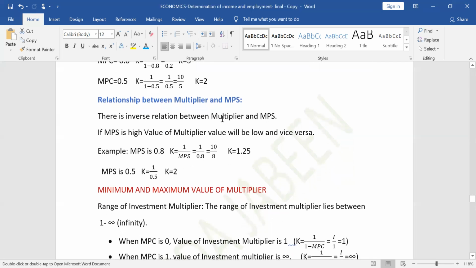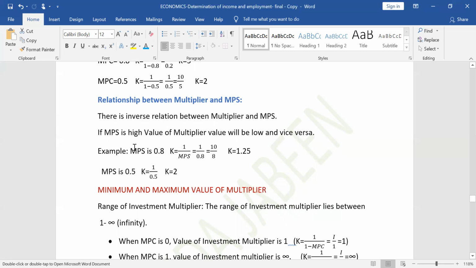Now let us move to another topic, the relationship between investment multiplier and MPS, marginal propensity to save. What proportion of their income people are saving? That is called marginal propensity to save. Here, multiplier and MPS are inversely related. Higher the value of MPS, lower the value of multiplier will be. Means if people are saving more, the multiplying effect will be less.